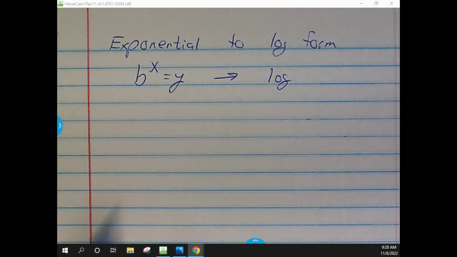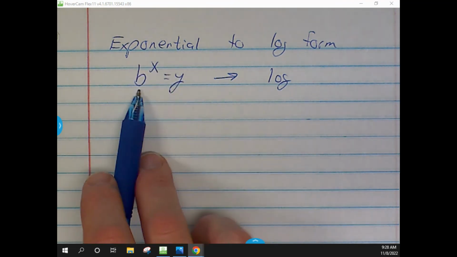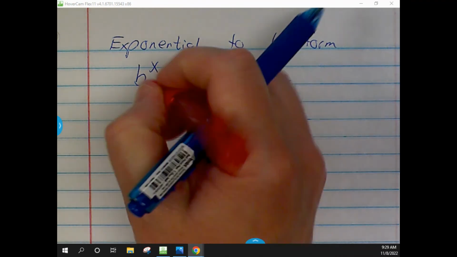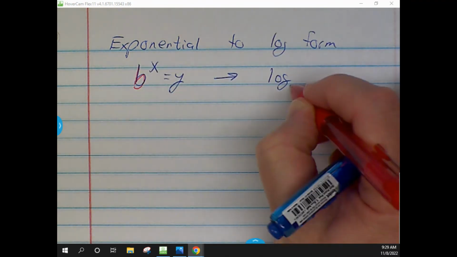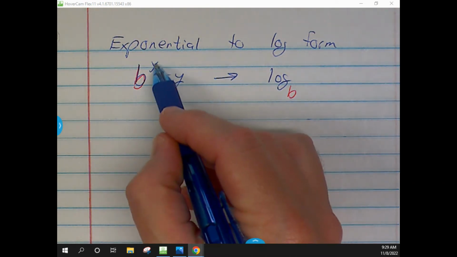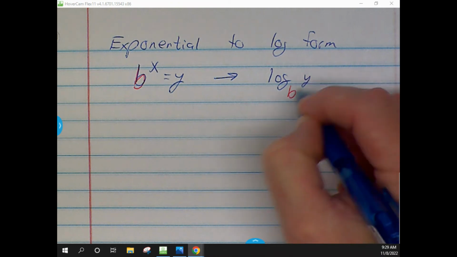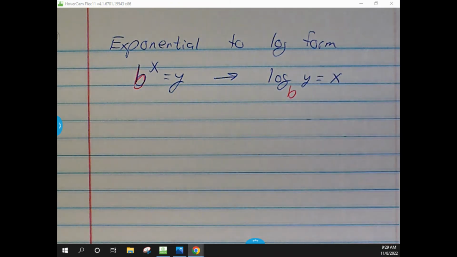Okay, now this one's got the easy way. So over here, what was our base? The base is b, right? Because b stands for base. So over here, when you do a log, that same number will go there. And then basically you switch the x and the y. It looks like the x is the exponent with the base here. Over here, now you're going to switch it. The y looks like the exponent, and then the x is going to be by itself.